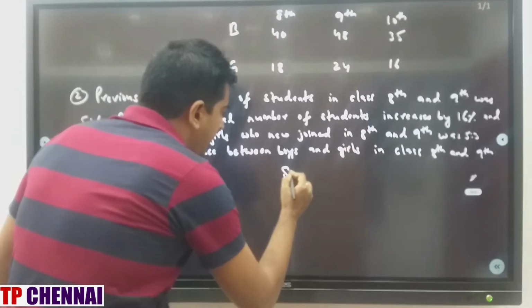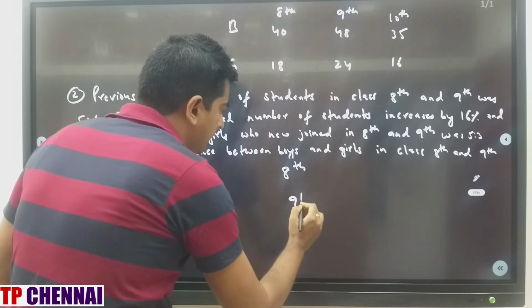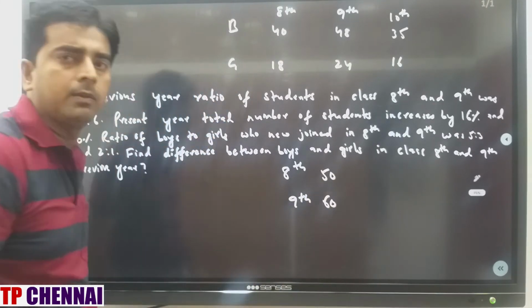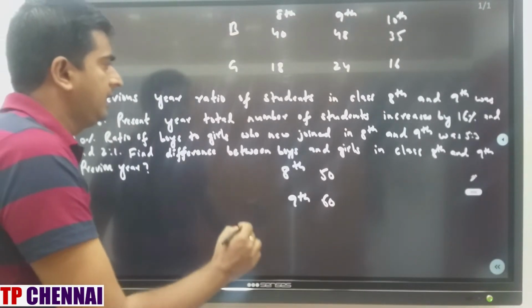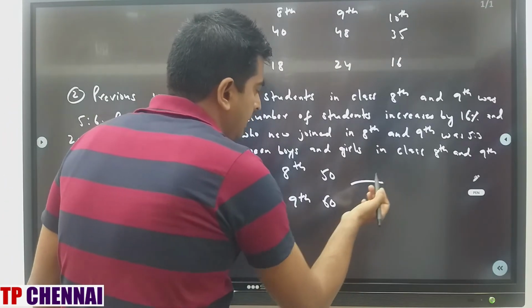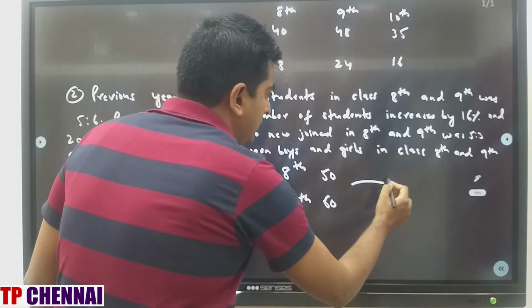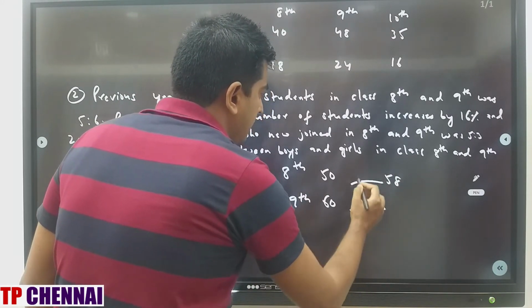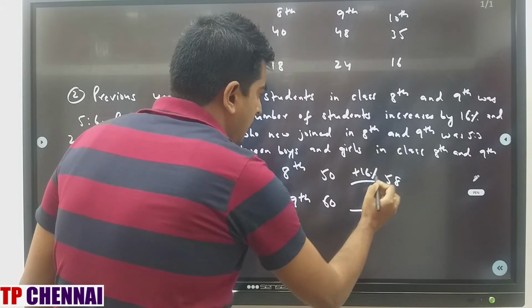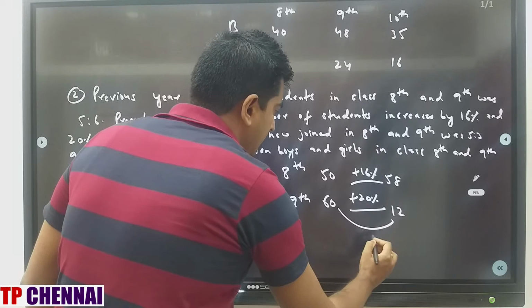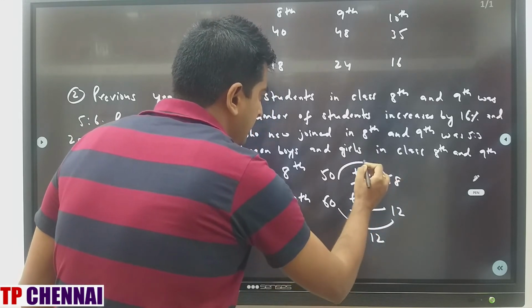So 8th and 9th, what is the ratio? 50 and 60, 5:6 they have given you. I am converting 50 to 60. Present year it increases by 16%. That means we need to add 8. So this is 58 and here it is 20%. That means we need to add 12. So how much has it increased? 12. How much has it increased? 8.